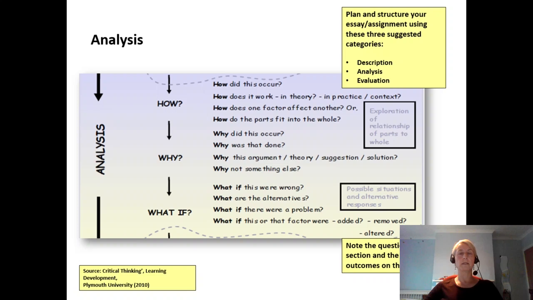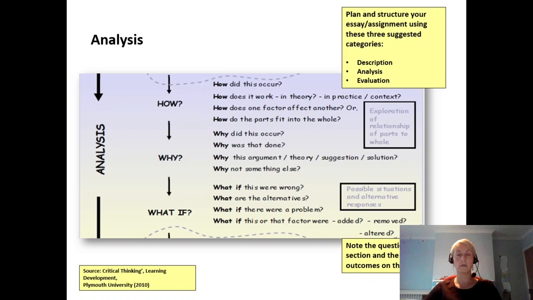And the middle part is the analysis. So the how, the whys and the what ifs. So how did this particular method or theory, when did it occur, how does it work, and why was it used?